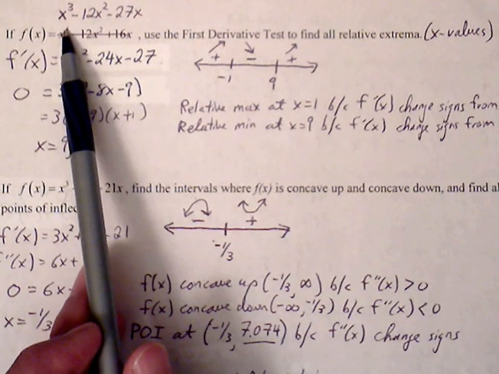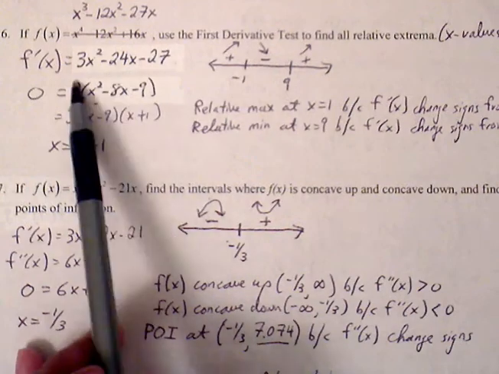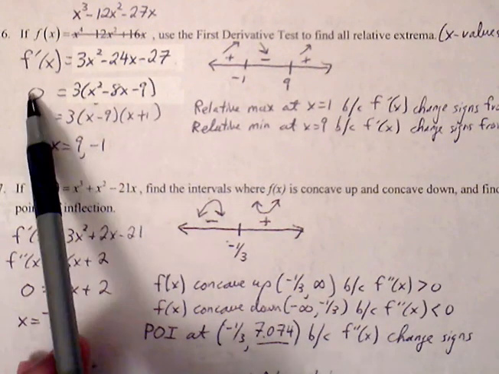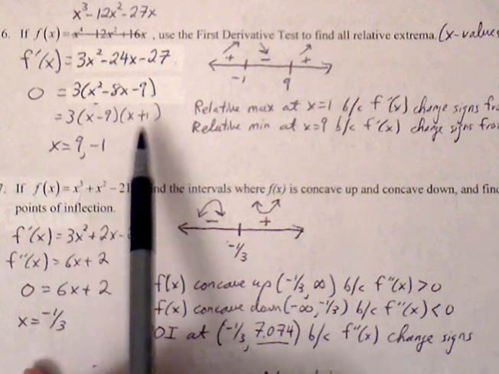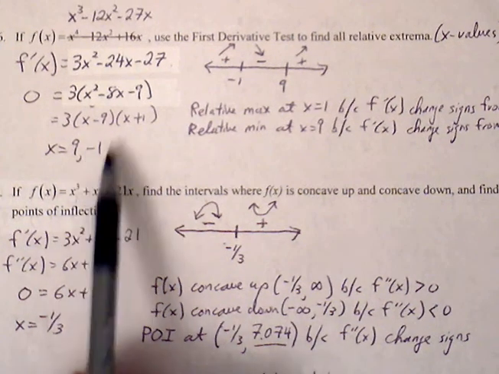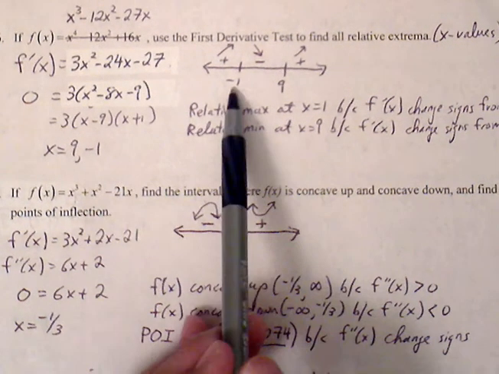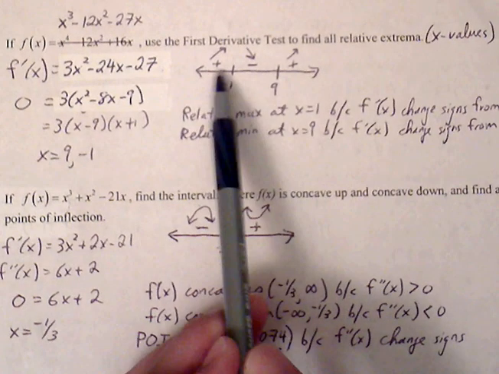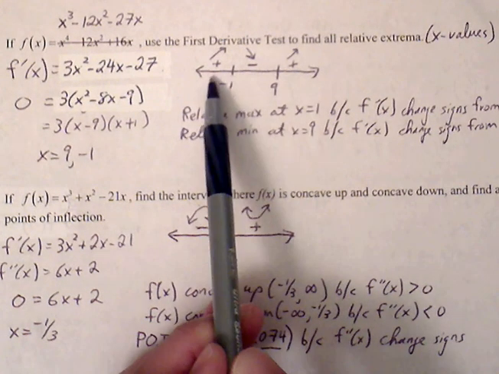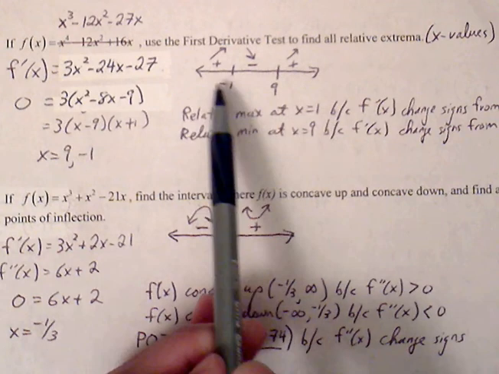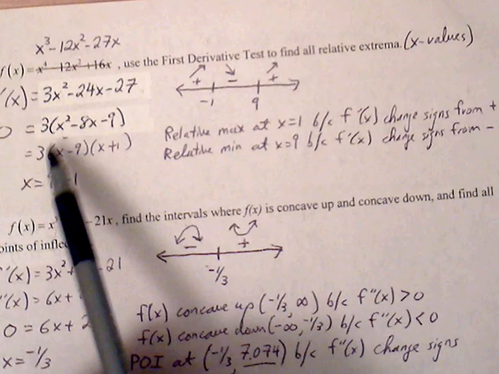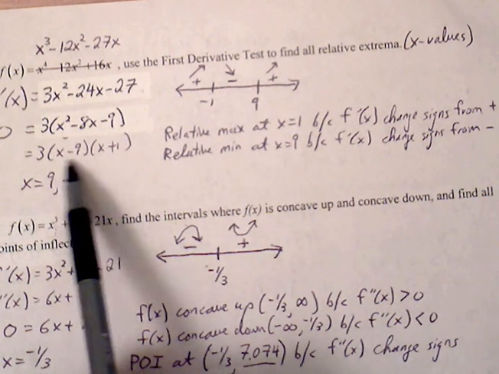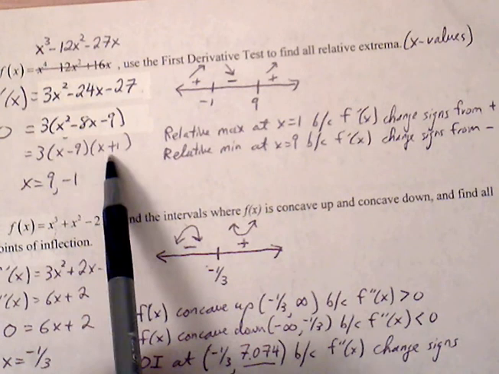So we're going to go to the first derivative test, find the derivative function, set that equal to 0, factor out the 3, and then the remaining factors, we get 9 and negative 1. We put them on the sign line, and then we test each. We test values in each region with the derivative function. So plug negative 2 into the derivative function. We'll get a negative and a negative, which is a positive.